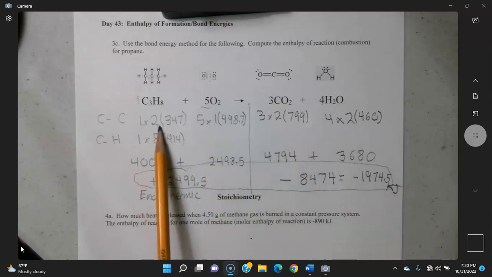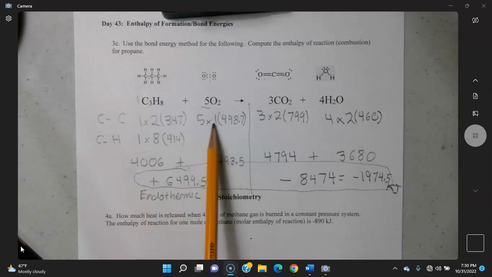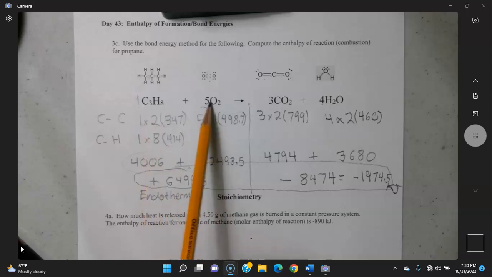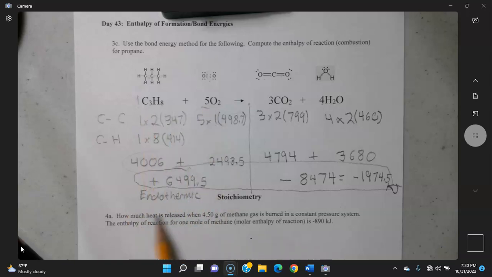So it's 2 times 347 plus 8 times 414 gives you this. 5 times 498.7 gives you this. You add that up, and this is how much energy you put in to break these bonds. That's an endothermic process. Energy's going in on the reactant side. On the product side, energy is going to be coming out because you're putting these bonds together. They're at a lower energy state. That's why they wanted to get together, so they could be at lower energy.